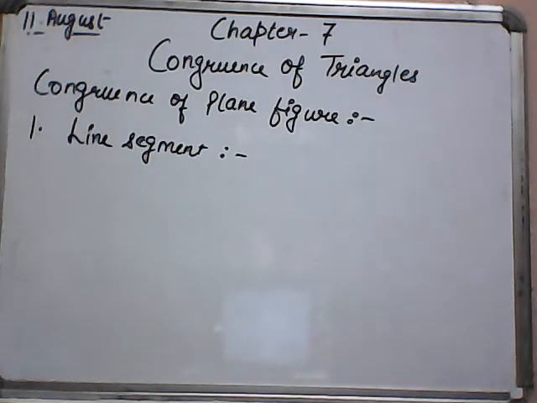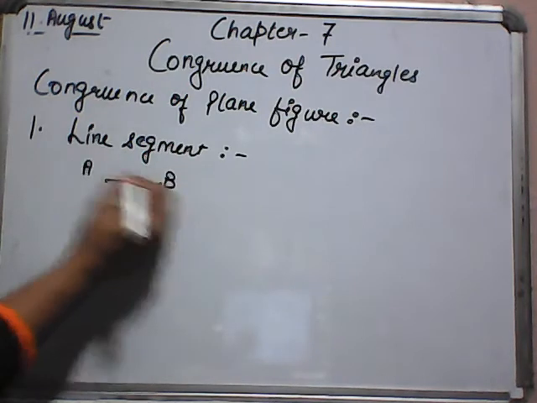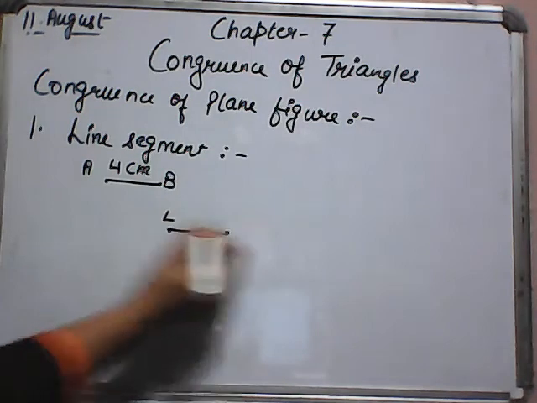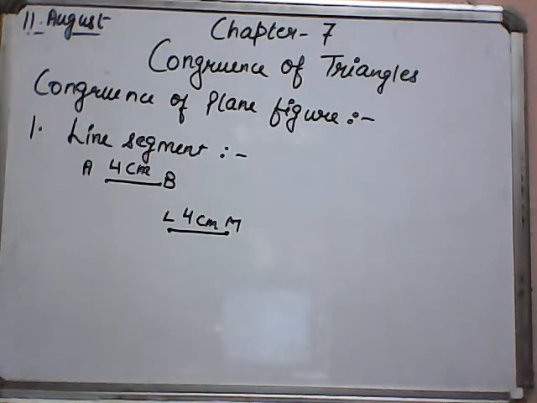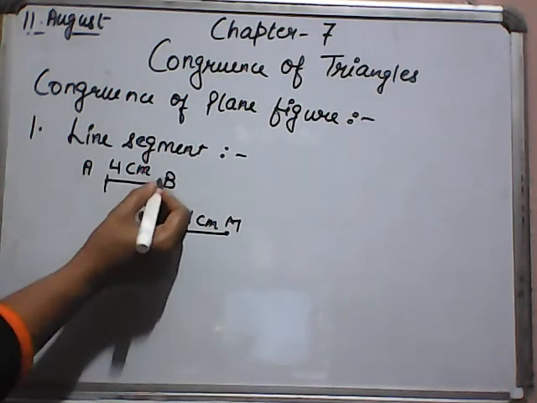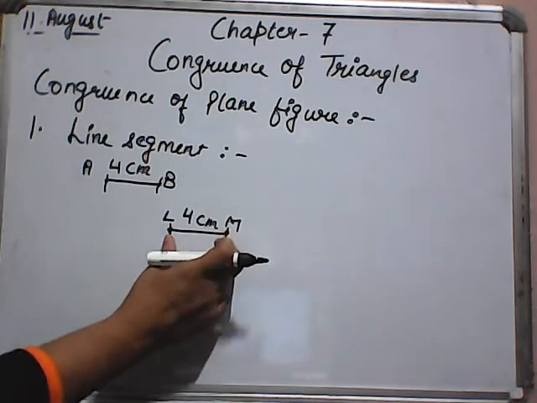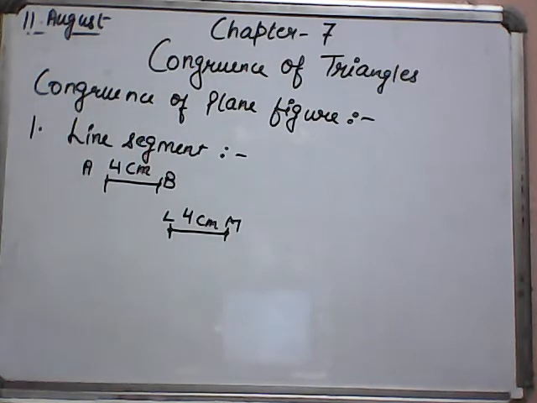When are two line segments said to be congruent? Suppose it is a line segment AB and the length of line segment AB is 4 cm. It is another line segment LM. Suppose the length of line segment LM is also 4 cm. The measurement of AB is 4 cm, the measurement of LM is 4 cm. If we place this line segment over this one, it exactly covers this line segment. Now these two line segments are congruent as they are of the same length.